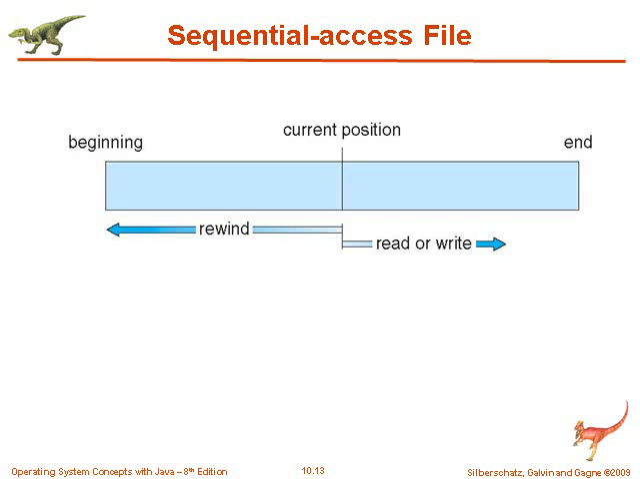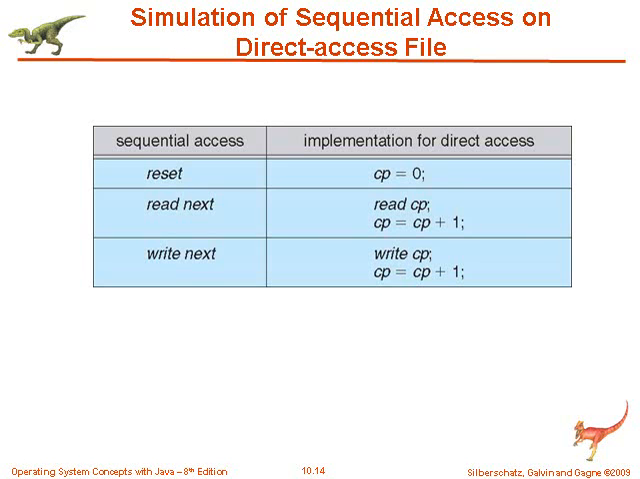Not all systems support both sequential and direct access. If the system supports direct access only, it is relatively easy to simulate the sequential access behavior. On the other hand, if a system only supports sequential access, it can be very clumsy and inefficient to try to emulate the functionality of direct access.